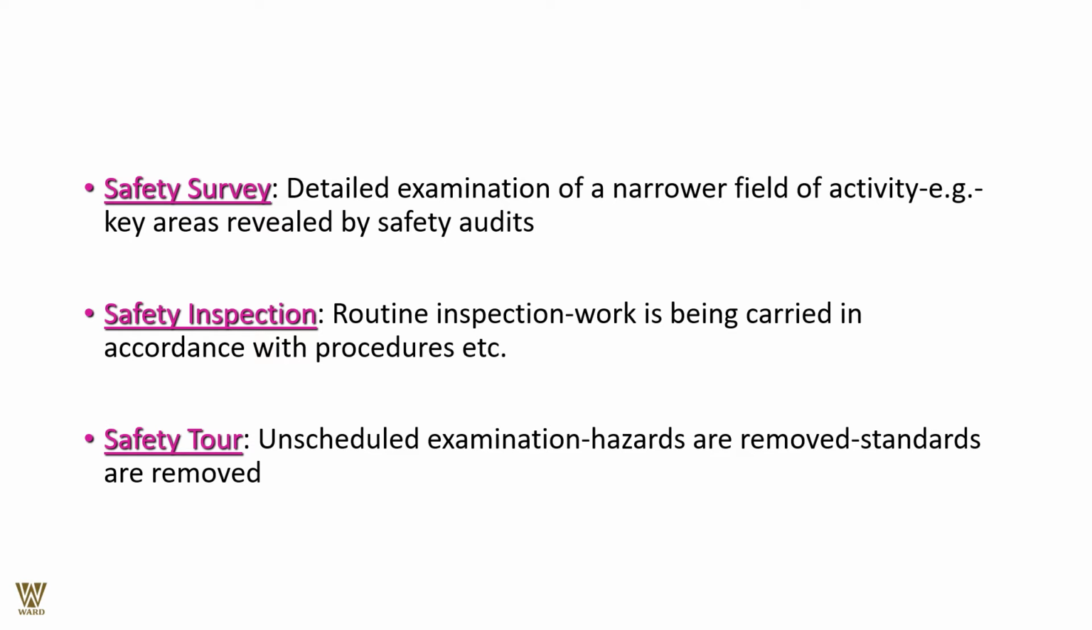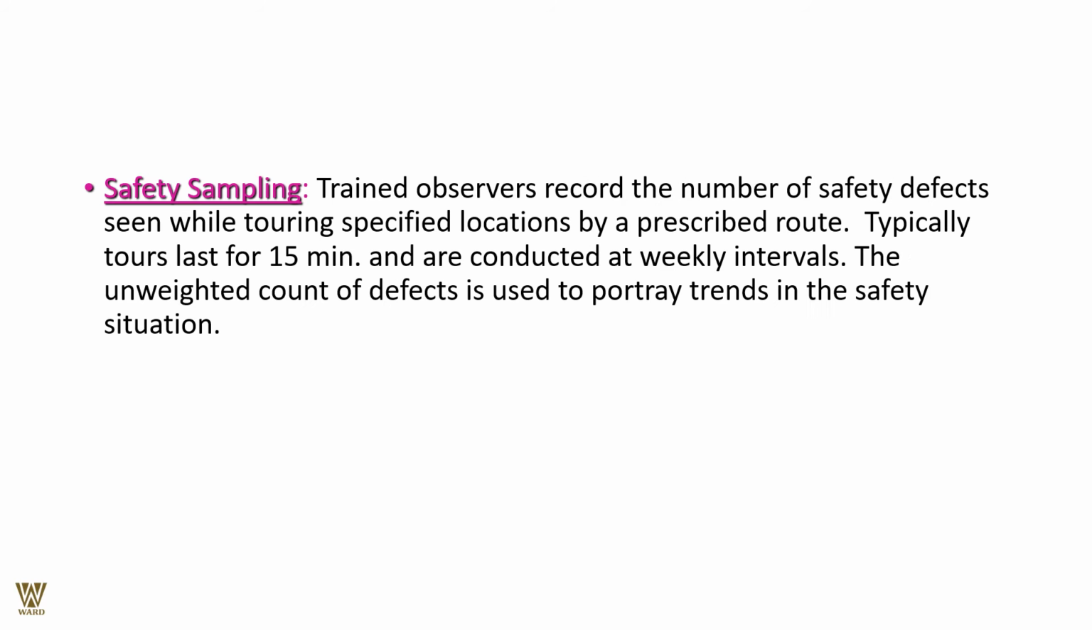Let us look at the safety survey. It's a detailed examination of a narrower field of activity. For example, key areas revealed in the safety audit, which are hazard prone, which are accident prone. Safety inspection is routine inspection of work which has been carried out in accordance with the procedures, etc. Safety tour is an unscheduled examination, where hazards and substandard conditions are removed altogether.